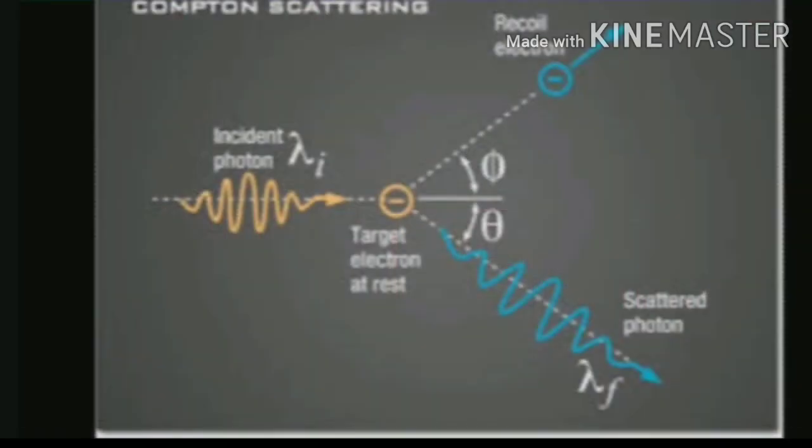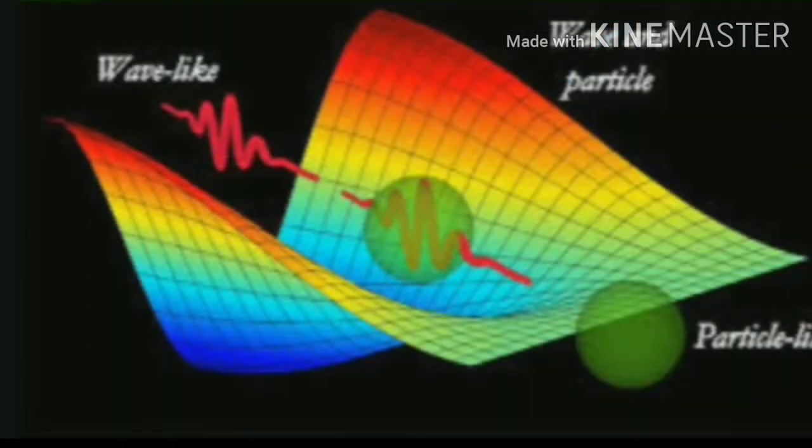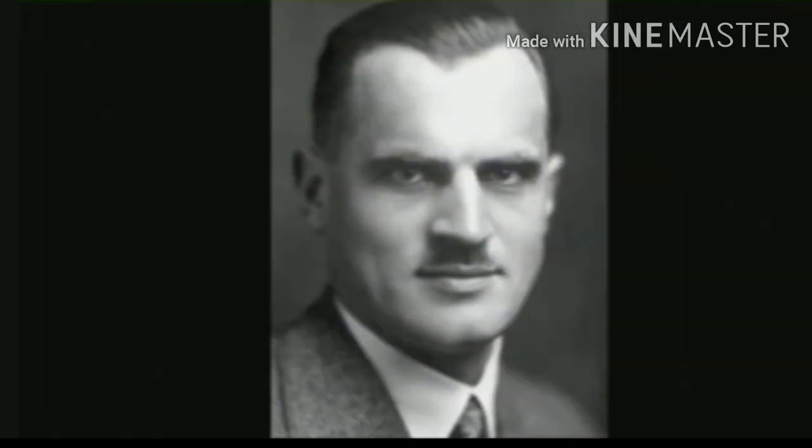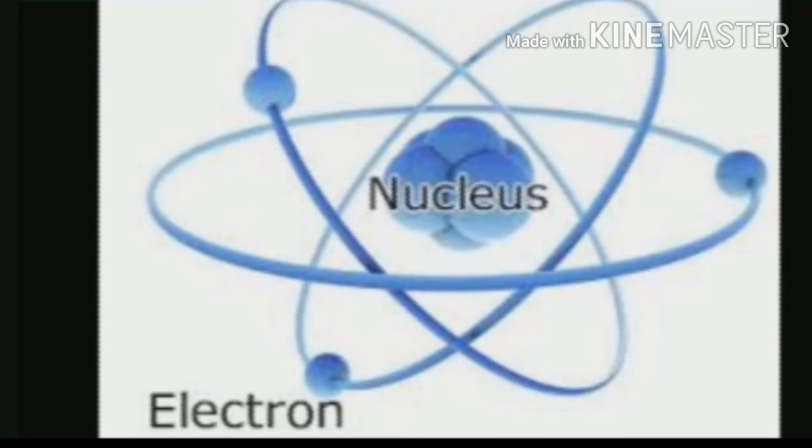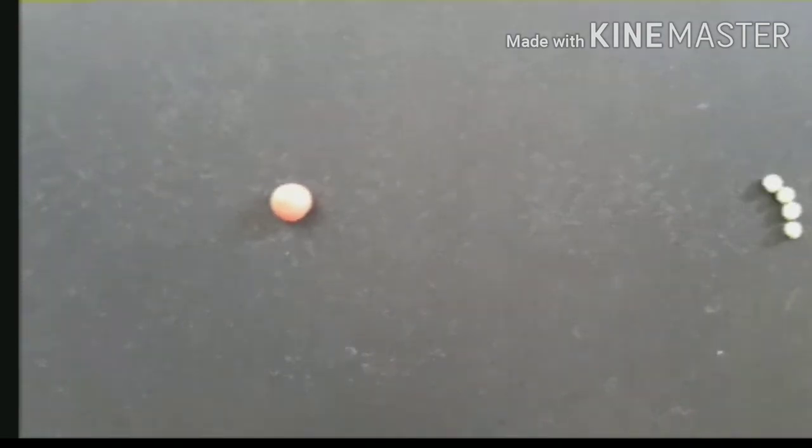Compton scattering is one of the most important events that happened in the beginning of the 20th century that indicated that photons were real. Compton scattering was discovered by Arthur Holly Compton, and it is the inelastic scattering of a photon by a charged particle, usually an electron, that is assumed to be at rest.